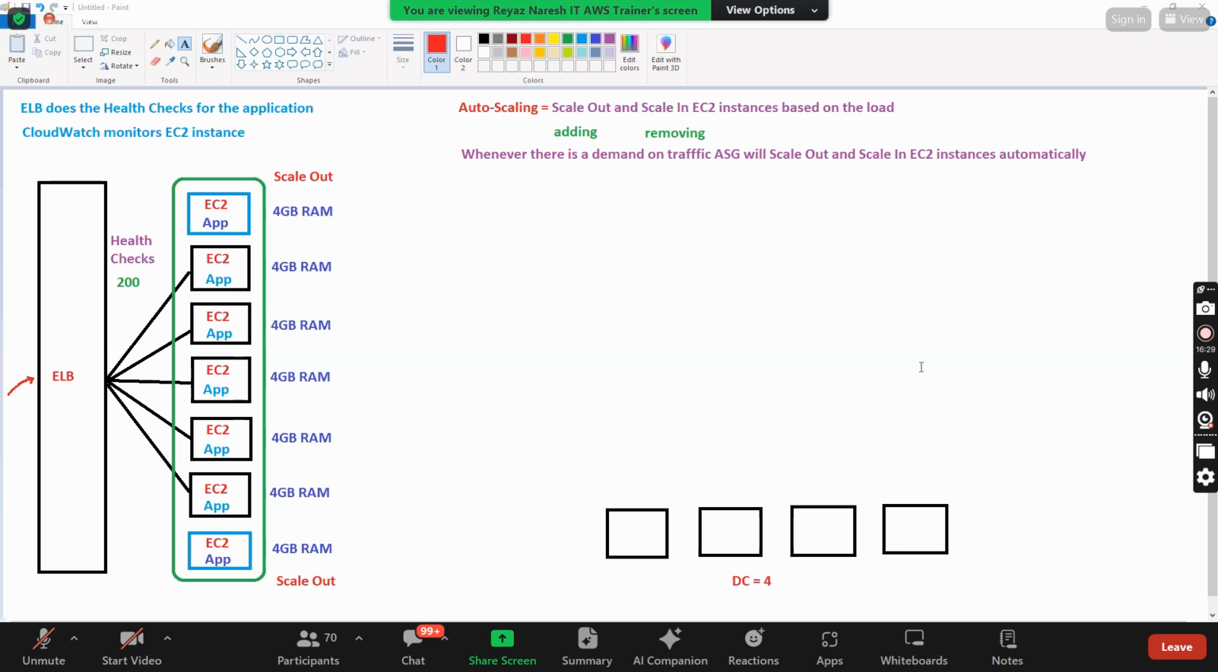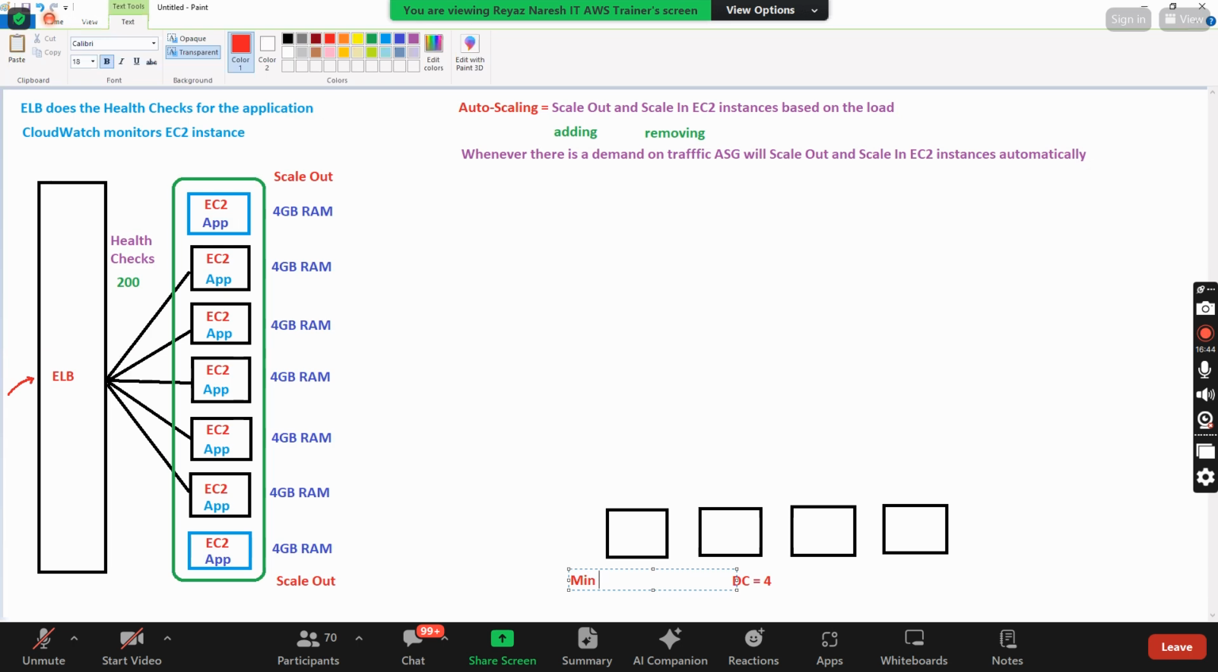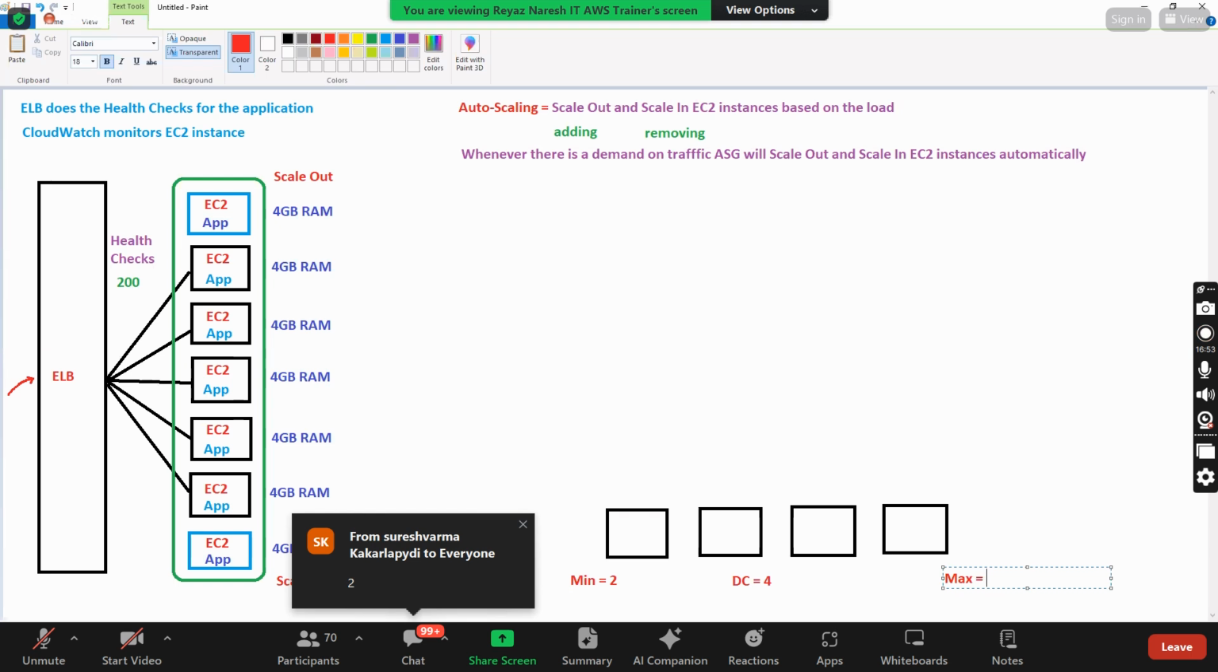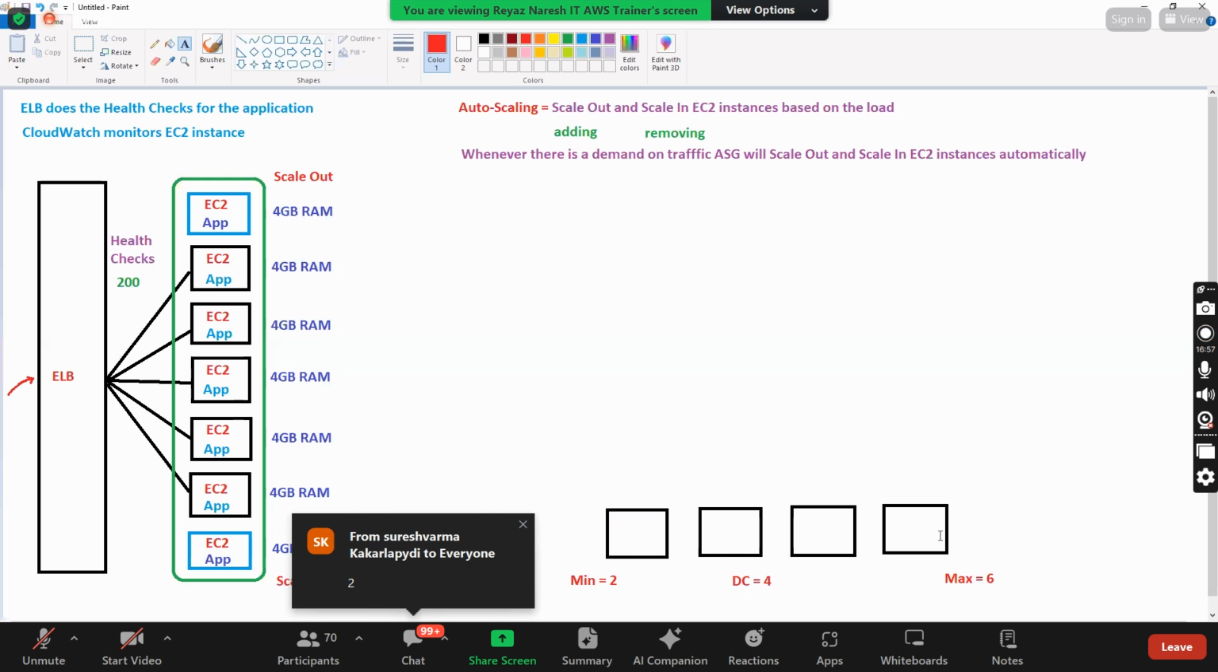So desired capacity depends upon how many people are initially accessing your application, correct? By default, how many we have? 4. Now in your group, minimum how many EC2 instances should be there? 2. Maximum is your wish, so here we put 6. What is your minimum and maximum in your group? We call them boundaries.